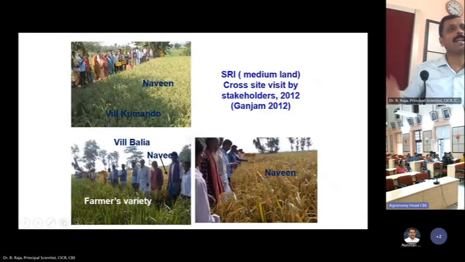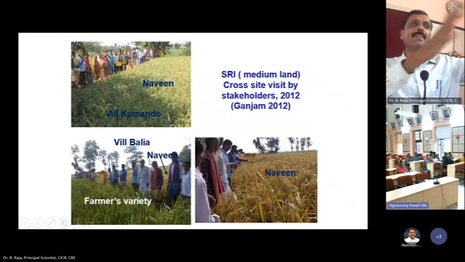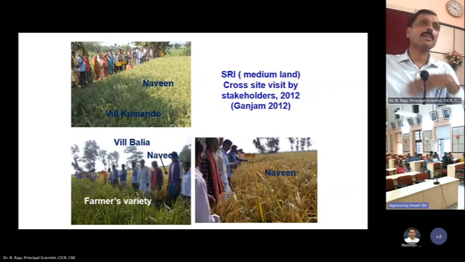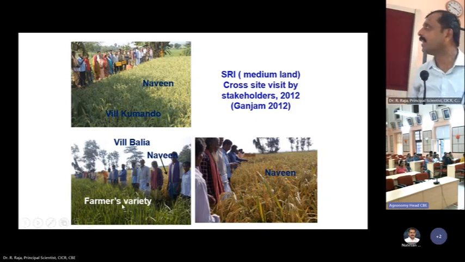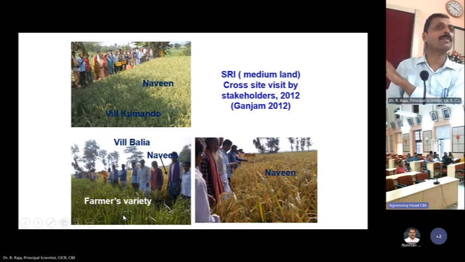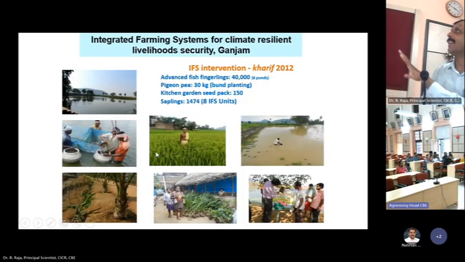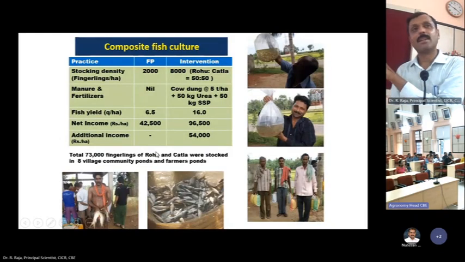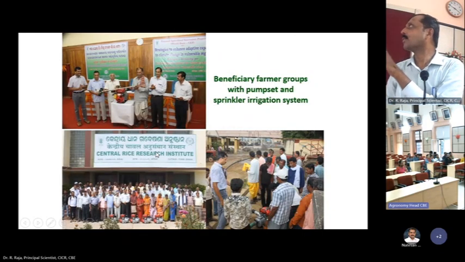Even here, in some places the moisture availability is limited, but they are growing a long duration crop, so the crop gets into moisture stress at a later stage. If you see here, in the backside is our Naveen variety, a 120-day variety, exactly matured, but here it has just started flowering and grain filling. So by just replacing the variety, you can do a lot of things. Then integrated farming system, composite fish culture, all those things.